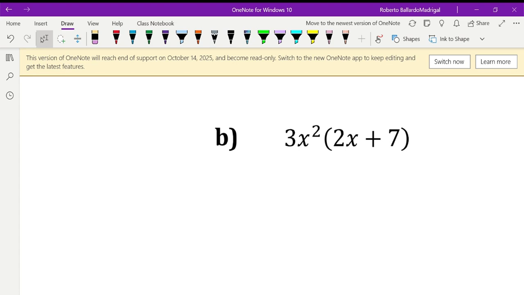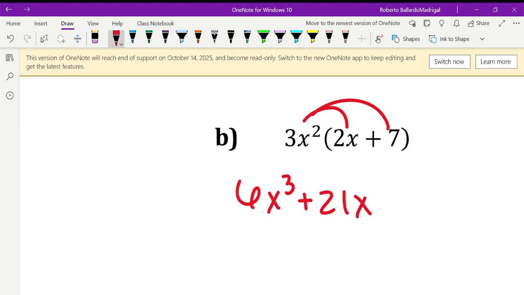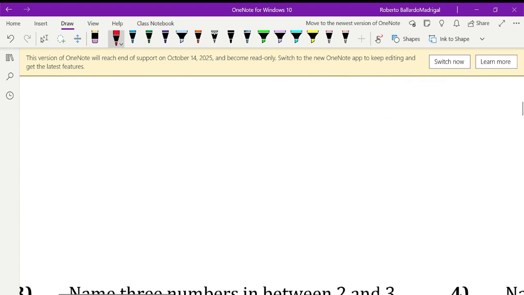Now we are doing the same but with a different number. 3x squared and 2x plus 7. Abby, go ahead. Excellent. So 6x cubed plus 21x squared. All right, are we good so far? So we're just multiplying these numbers together using distributive property. I see some of you guys use like an area model. That also works. Okay. Let's go to the next part.